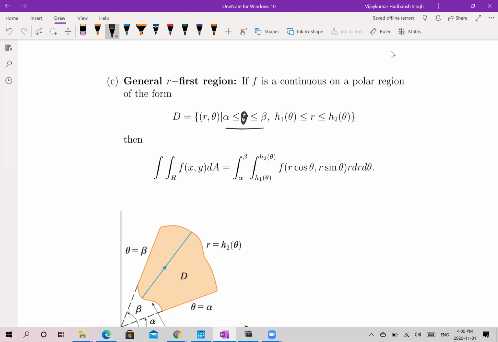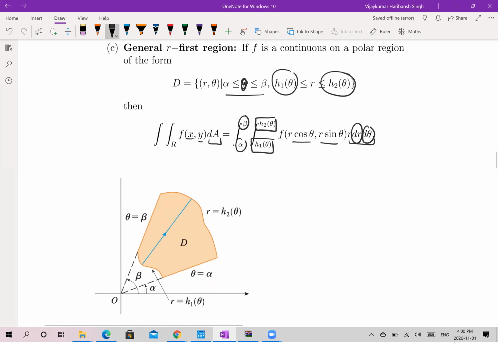If this happens for your region D, then it is given by the double integral of f of xy dA. Again, x is replaced by r cos theta, y is replaced by r sine theta, dA is replaced by r dr d theta. Now, since you're doing r first, r changes from h1 theta to h2 theta. So this is what we get here. And then your theta changes from alpha to beta, d theta from alpha to beta. So this is how a general r first region looks.